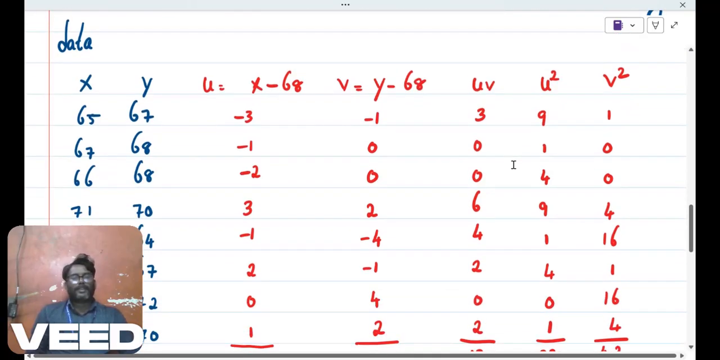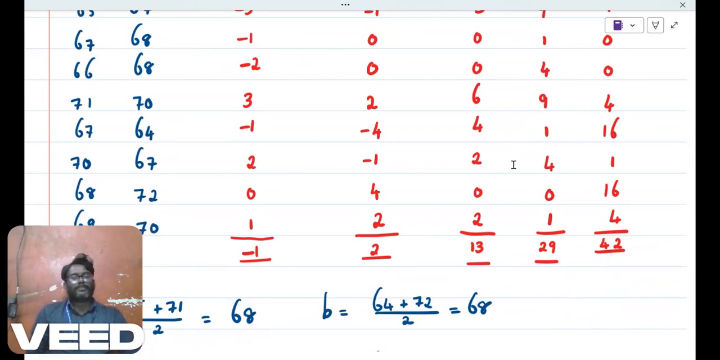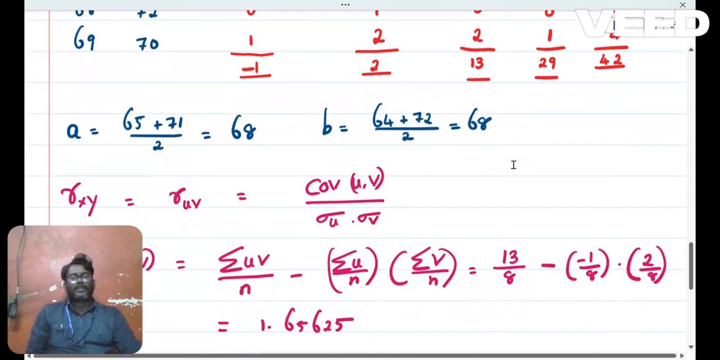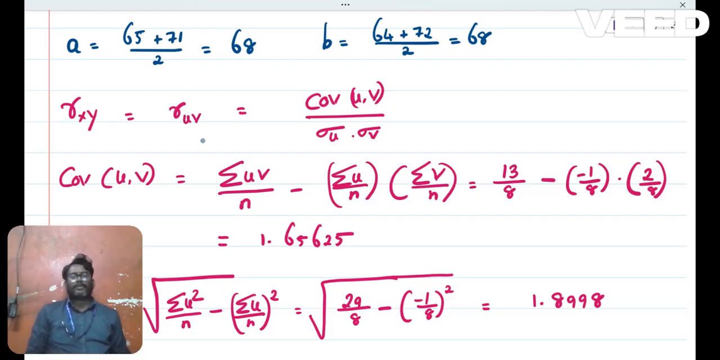If you shift and then find your UV, U square and V square, and sum it up, we got the summation of U as minus 1, summation of V as 2, summation of UV as 13, summation of U square as 29, and summation of V square as 42. Then next we need to find the correlation coefficient for x and y. We know the property that the correlation coefficient for x and y will be the same as the correlation coefficient for uv.